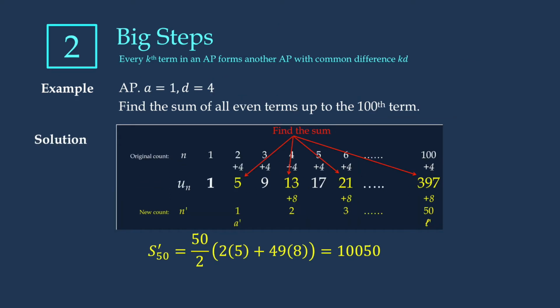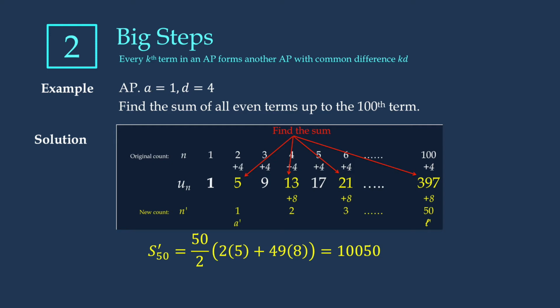Second point, big steps. Every kth term in an AP forms another AP, where k times d is the new common difference. Now consider an example. An AP has first term 1 and common difference 4. Find the sum of all even terms up to the 100th term.